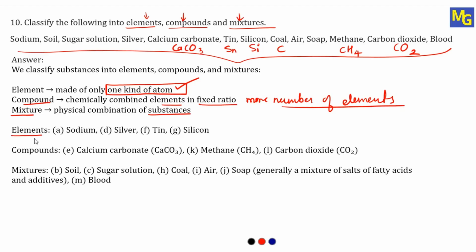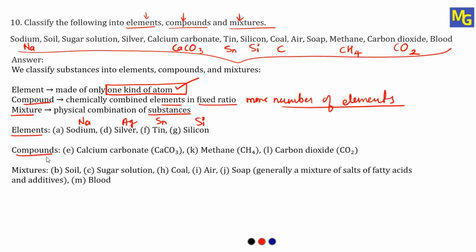In elements, we can write sodium. Sodium is the first one, that is Na. It is an element, consisting of only one kind of atom, that is sodium. Silver also we can write here because silver is Ag. In silver, there will be only Ag atoms. In tin, there will be only Sn atoms, and in silicon, there will be only Si atoms. No other atoms will be mixed in this. So these all come under element.